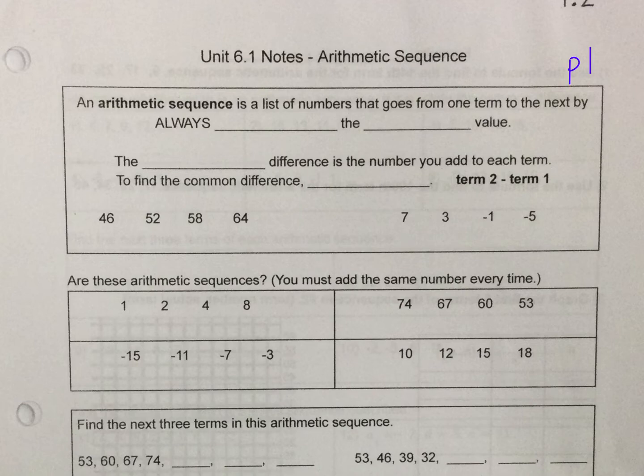An arithmetic sequence is a list of numbers that goes from one term to the next by always adding the same value. The common difference is the number you add to each term. To find the common difference, you subtract term 2 minus term 1.